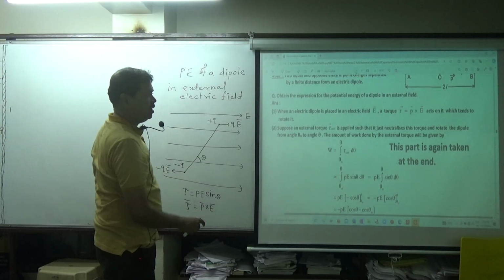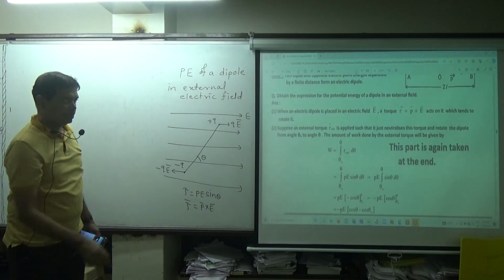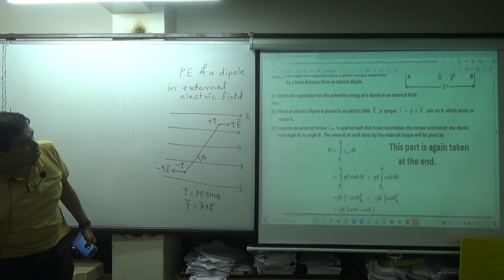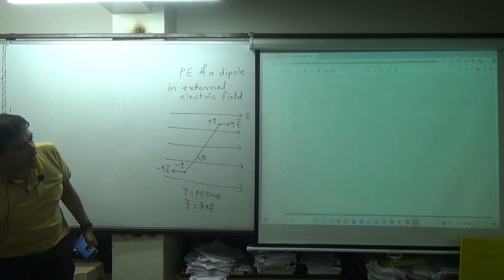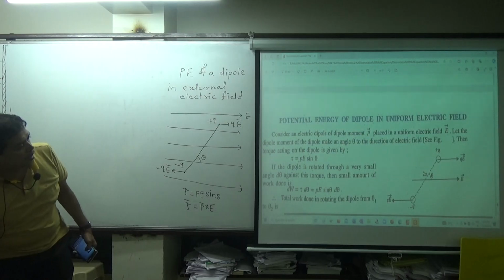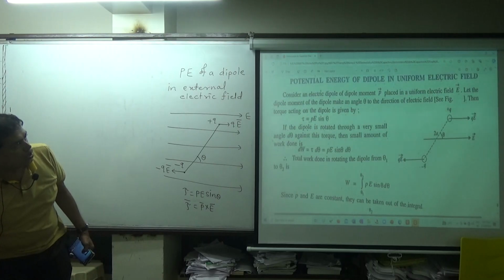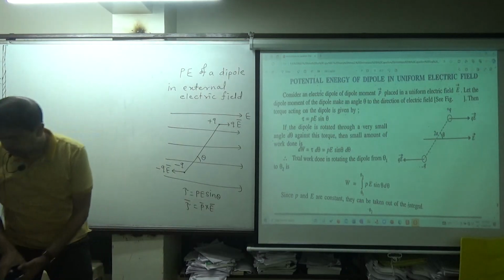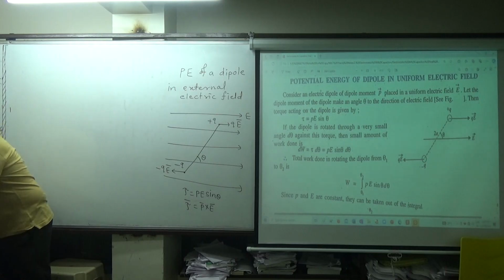And I have written here that this part is already taken, so don't use this one. You can scratch this, obtain the expression, scratch this one. At the very end I have taken the theory again because I wanted to add something extra, which is not there in those notes. So what is this? Potential energy of a dipole in a uniform electric field.